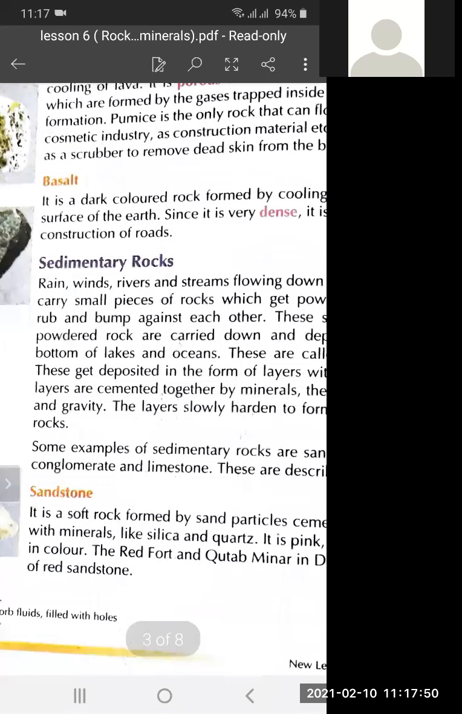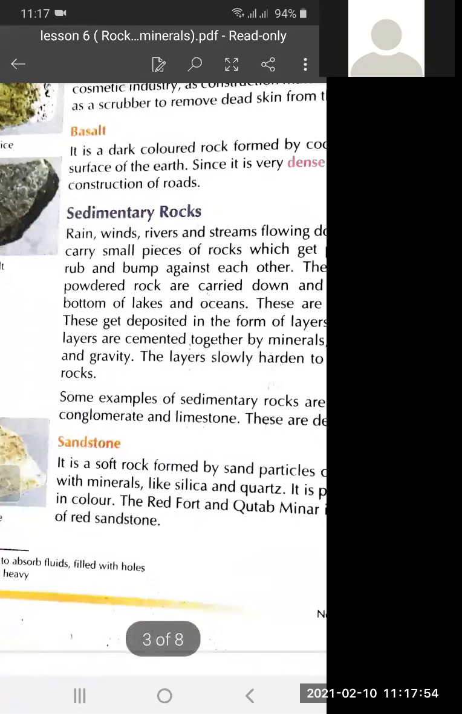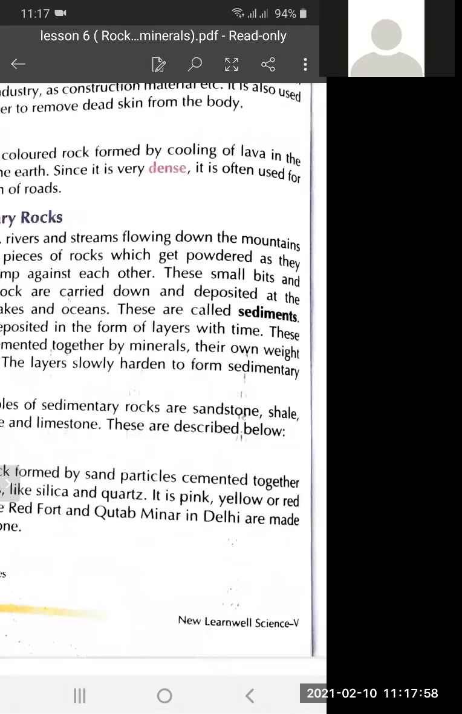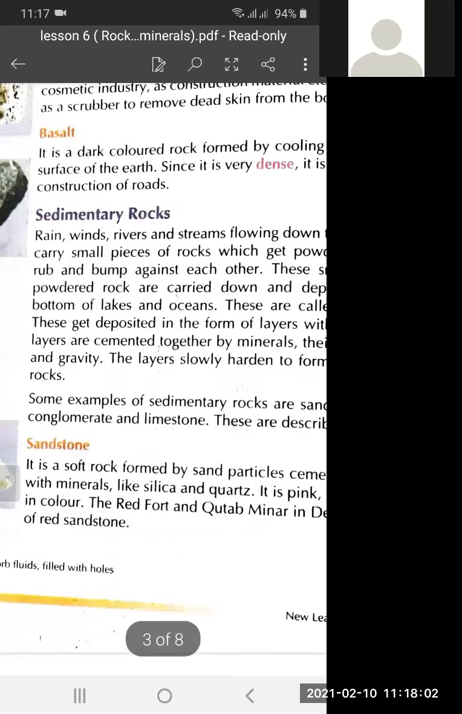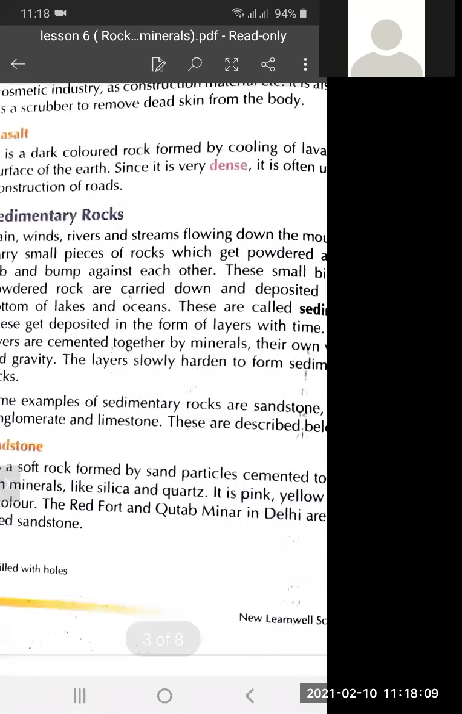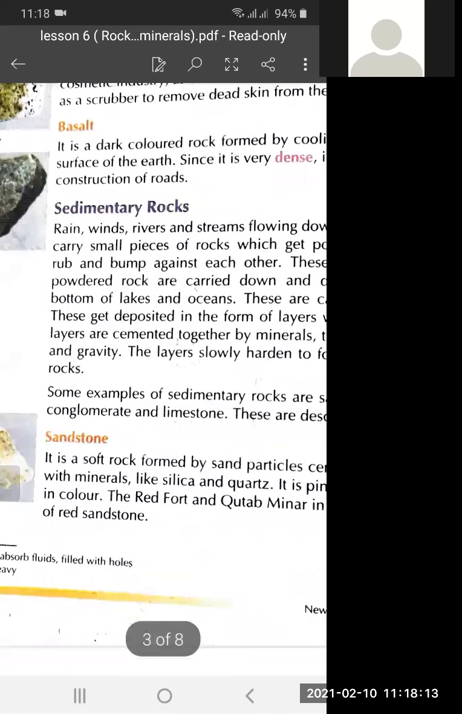Basalt. It is a dark colored rock formed by cooling of lava on the surface of the earth. Since it is very dense, it is often used for construction of roads. For construction of roads, we are using the basalt.